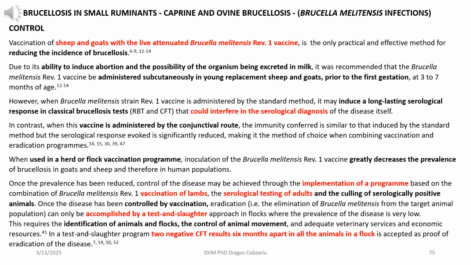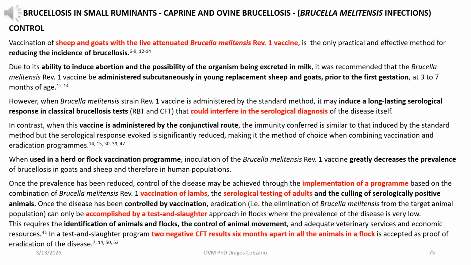Control. Vaccination of sheep and goats with the live attenuated Brucella melitensis Rev.1 vaccine is the only practical and effective method for reducing the incidence of brucellosis. Due to its ability to induce abortion, and the possibility of the organism being excreted in milk, it was recommended that the Brucella melitensis Rev.1 vaccine be administered subcutaneously, in young replacement sheep and goats, prior to the first gestation, at 3 to 7 months of age.